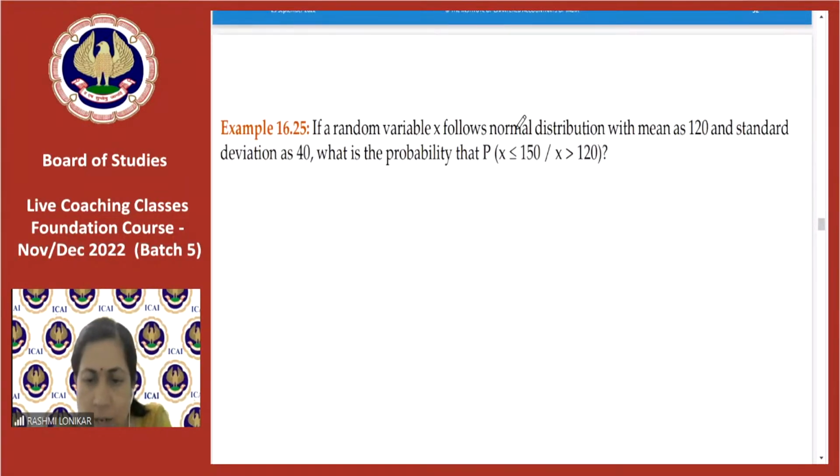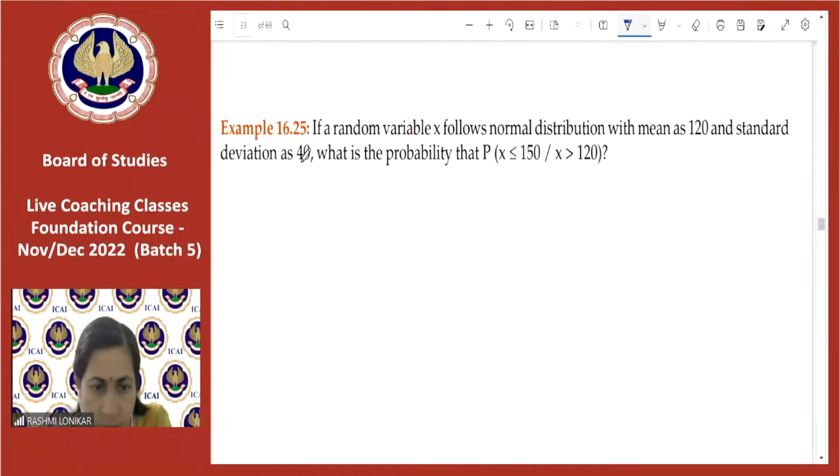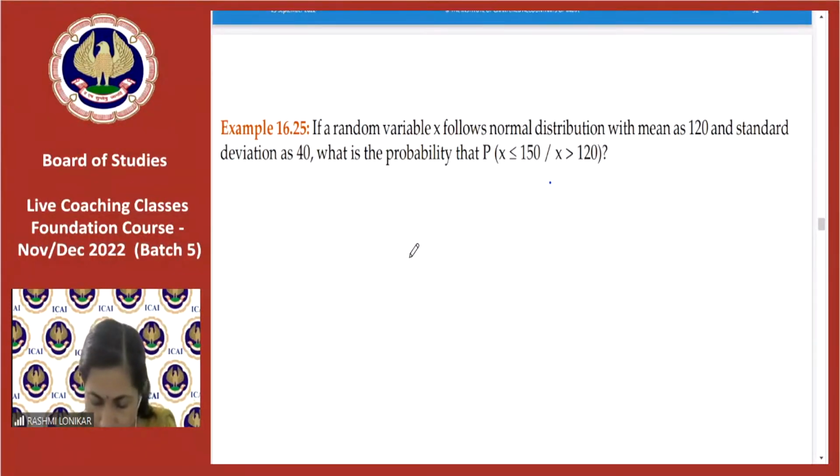If the random variable x follows normal distribution with mean as 120 and standard deviation as 40, what is the probability that x is less than or equal to 150, given that x is greater than 120? I hope you can see the screen here, 16.25. Is it clear? So let us look at this other sum.